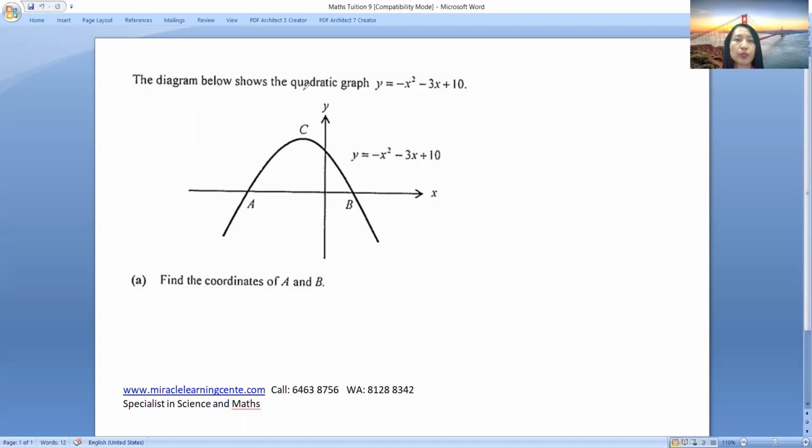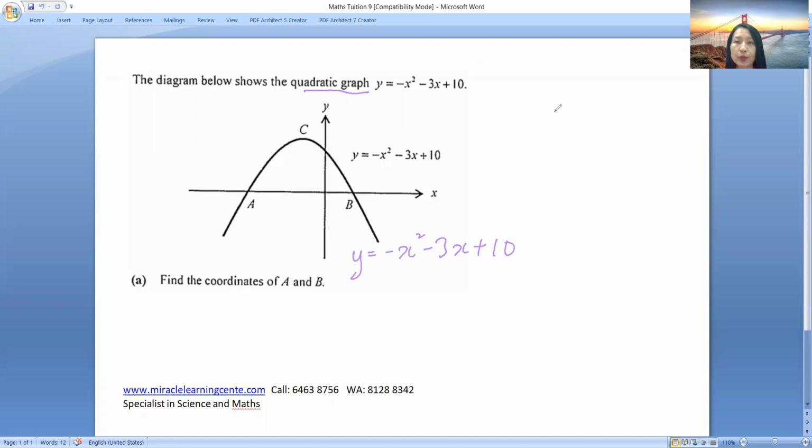The diagram below shows a quadratic graph. We want to find the coordinates of A and B. So we have this quadratic curve, y equals minus x squared minus 3x plus 10. In order to get the coordinates, we need to factorize this.